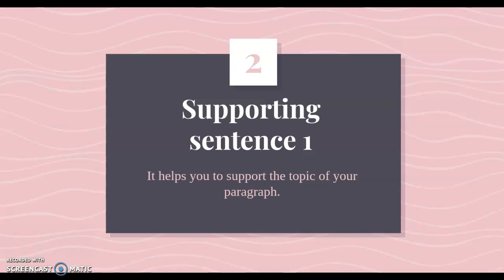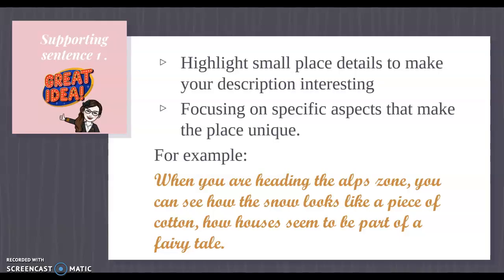It helps you to support the topic of your paragraph. Supporting sentences are the ones that highlight the small details of the description. Okay, so it focuses on the specific aspects of the thing or the object or the place that you are describing. For example, when you're heading to the Alps zone, you can see how the snow looks like a piece of cotton, how houses seem to be part of a fairy tale.